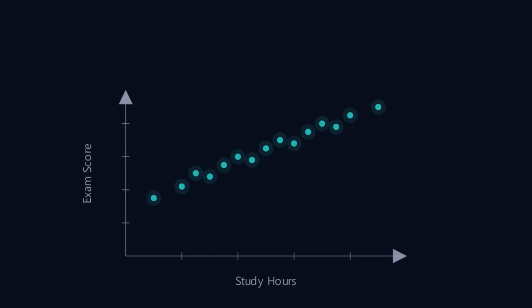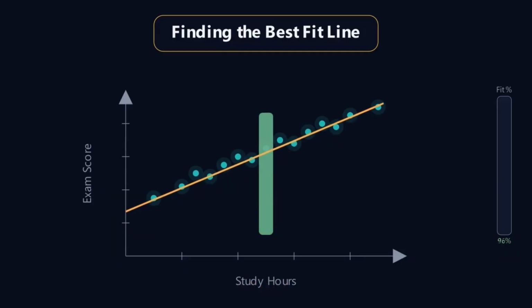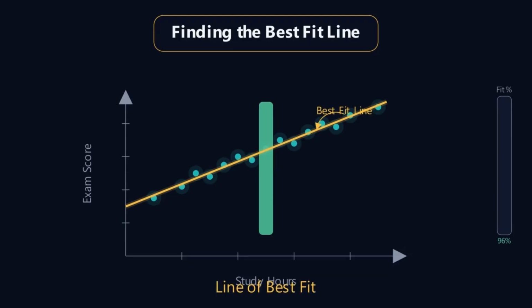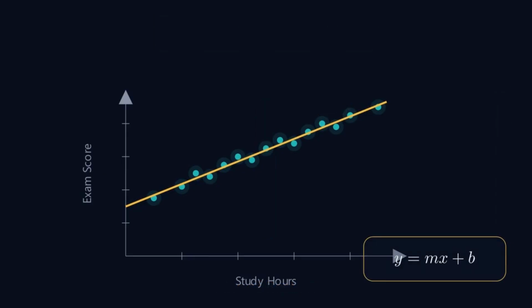We could try just drawing any line through the data. Too steep? Nope. Too flat? Still wrong. Getting closer, but still off. What we want is the line of best fit, the one that comes as close as possible to every single data point. There it is, and it's described by a simple equation, y equals mx plus b.